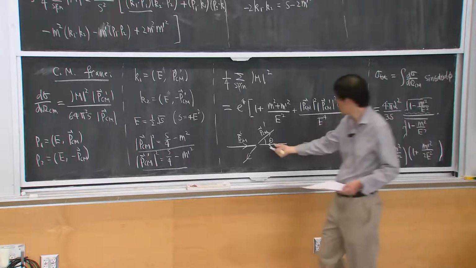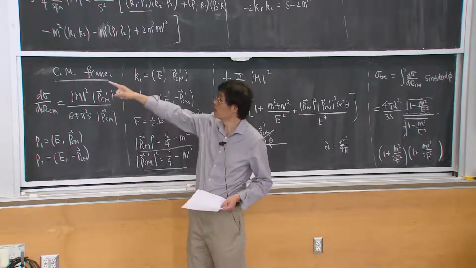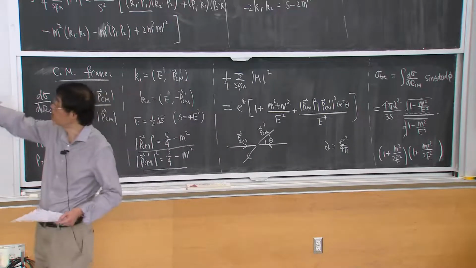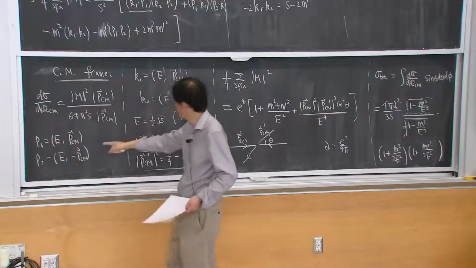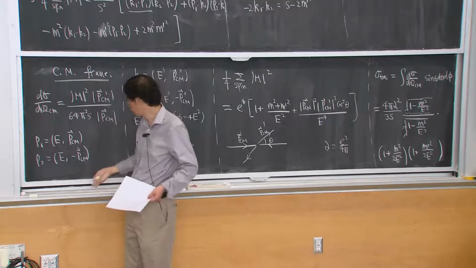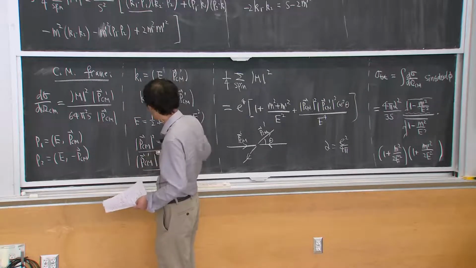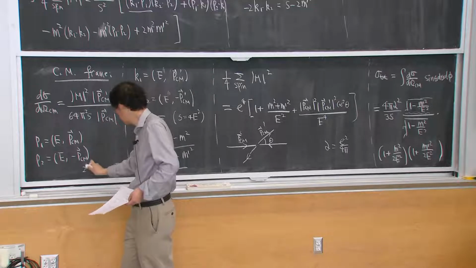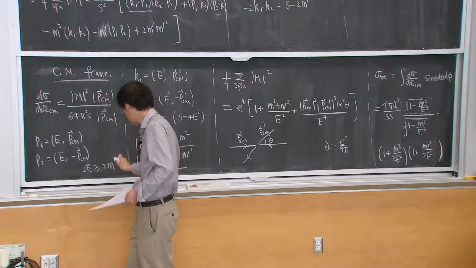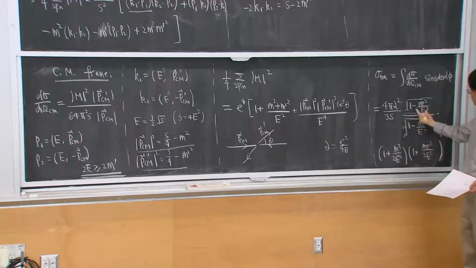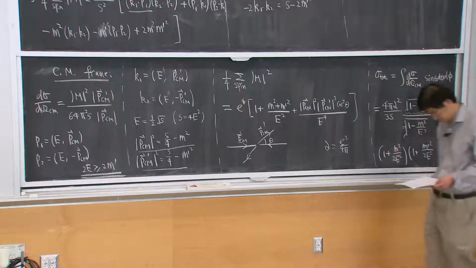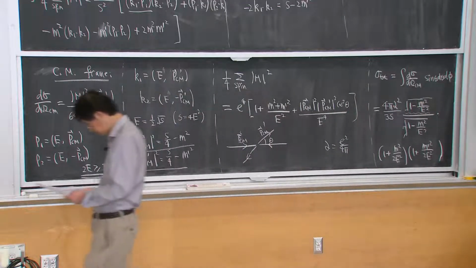If your energy is not big enough to produce B and B bar, your energy must be at least that. So E has to be large enough to be greater than m prime, because your total energy must be greater than 2m prime. So when E is smaller than m prime, or when E equals m prime, this factor becomes 0, and then the cross section becomes 0. Any questions on this?